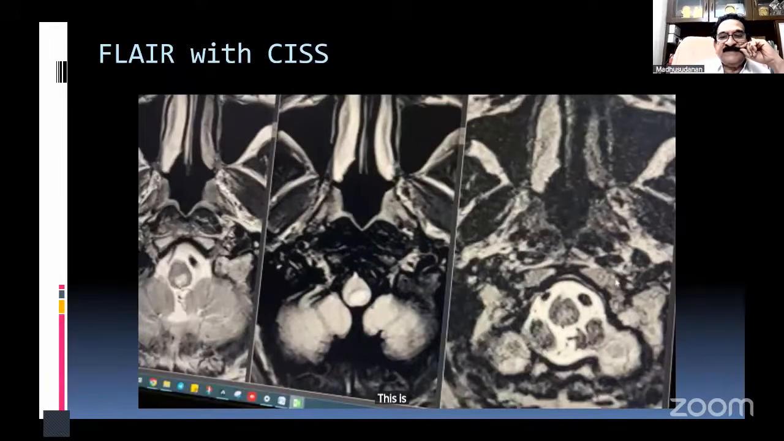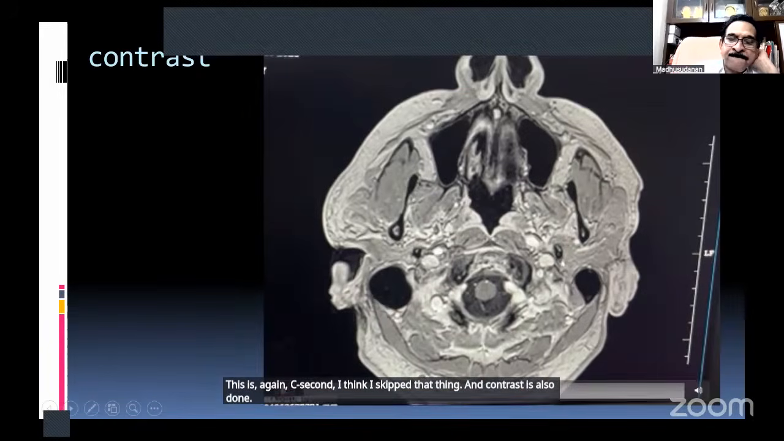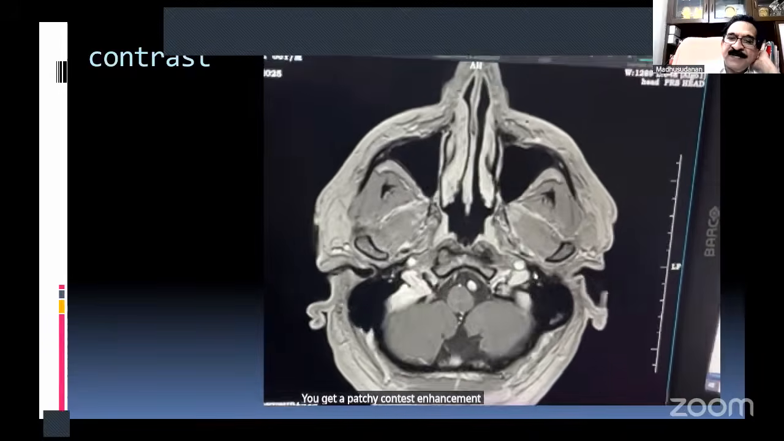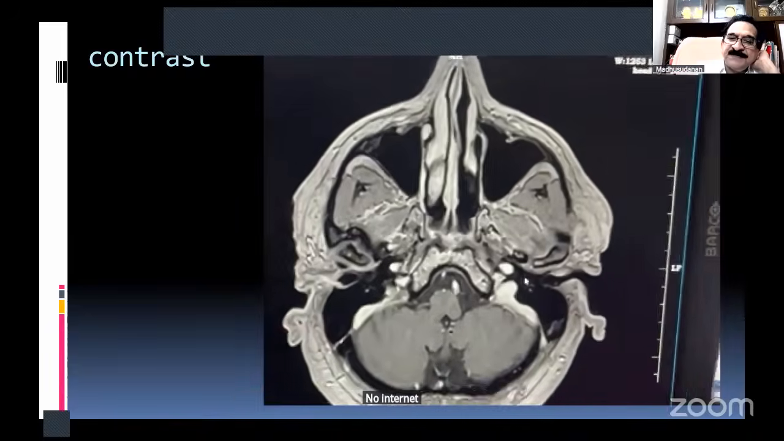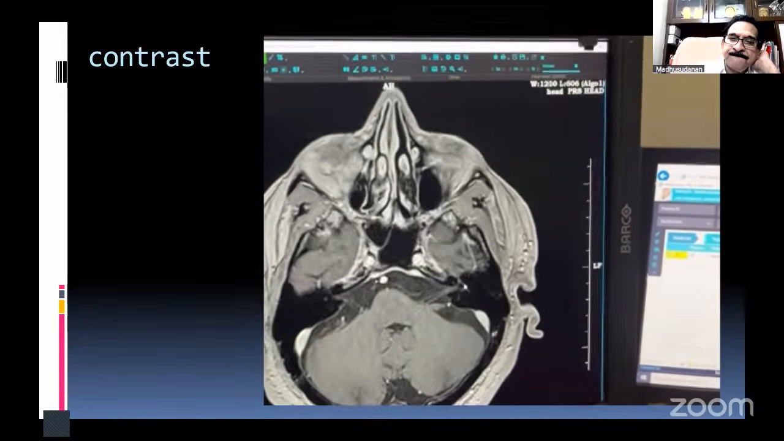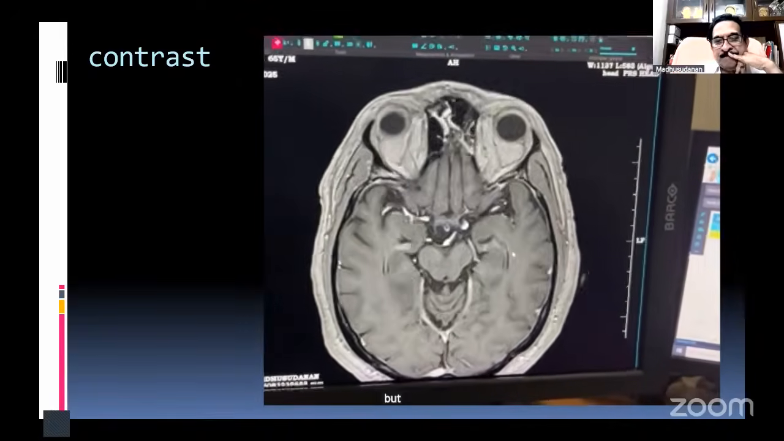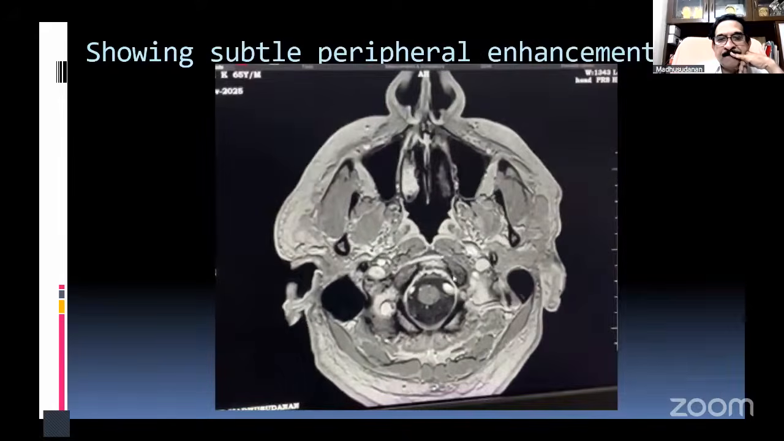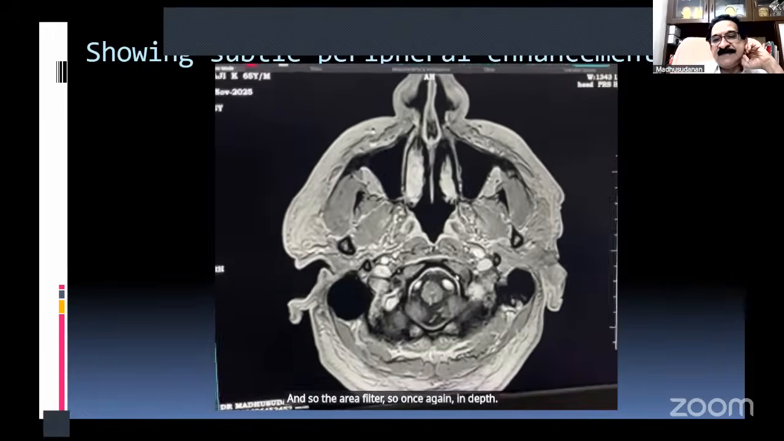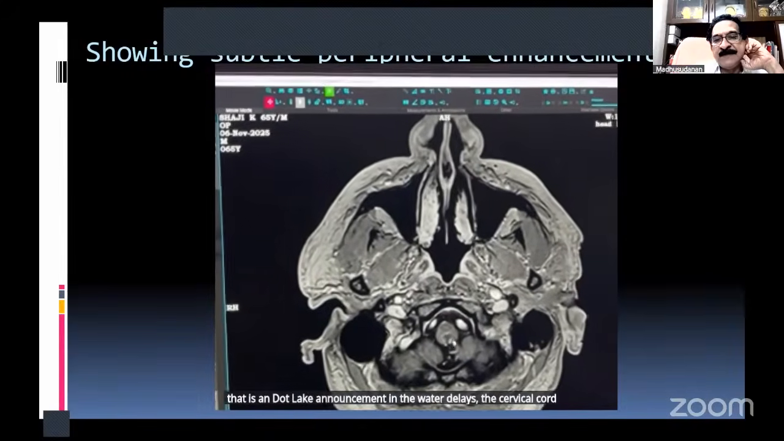Contrast is also done. You get a patchy contrast enhancement of that particular cervical cord lesion, with no enhancement of the medullary lesion. The upper part is normal. I'll show the area of interest once again in depth. That is a dot-like enhancement of the cervical cord lesion.